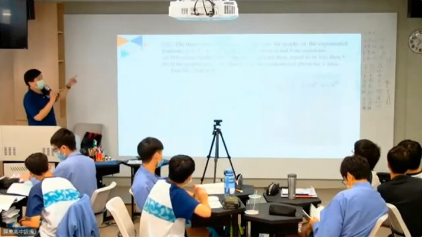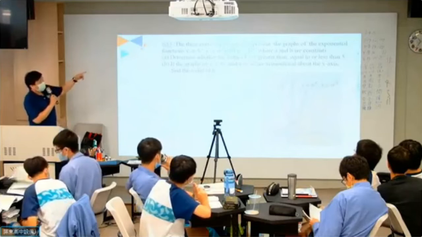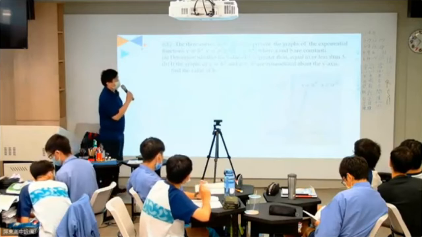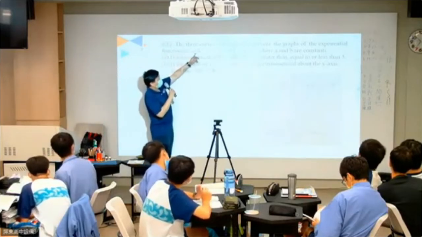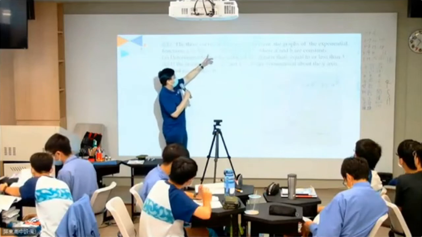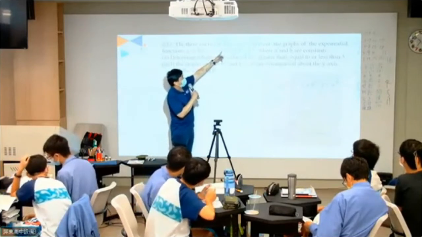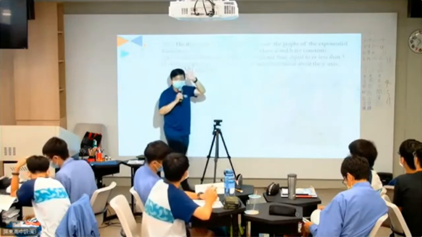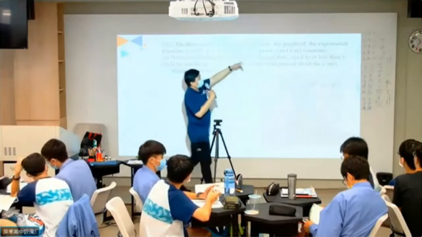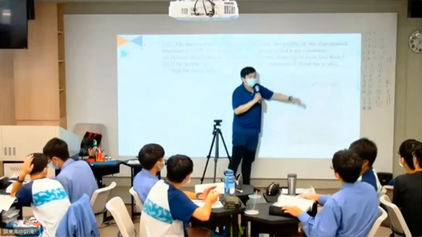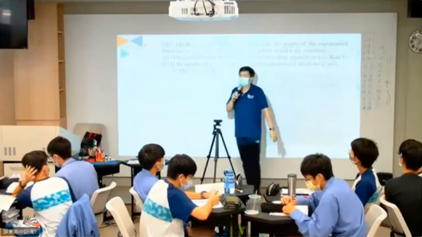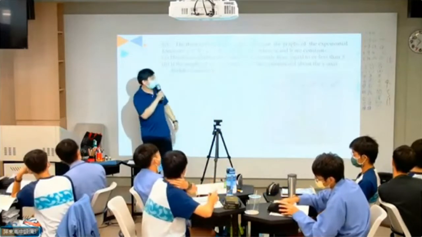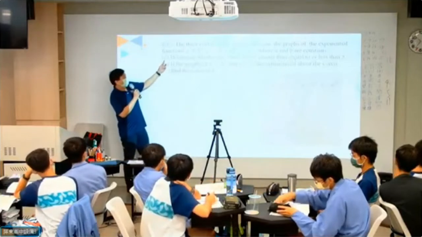Okay, question 1, example 1. The three curves in the figure represent the graphs of the exponential functions y is equal to 5 to the power of x, y is equal to a to the power of x, and y is equal to b to the power of x, where a and b are constants. What does it mean, constants? Constants, 常数.